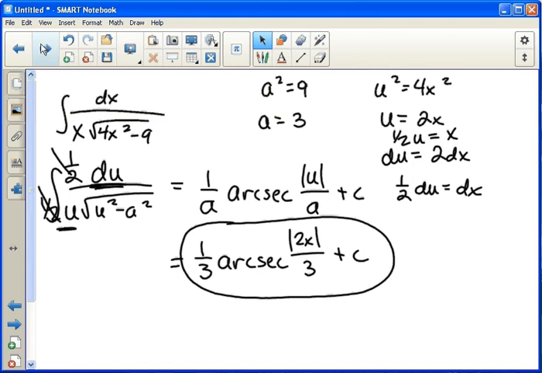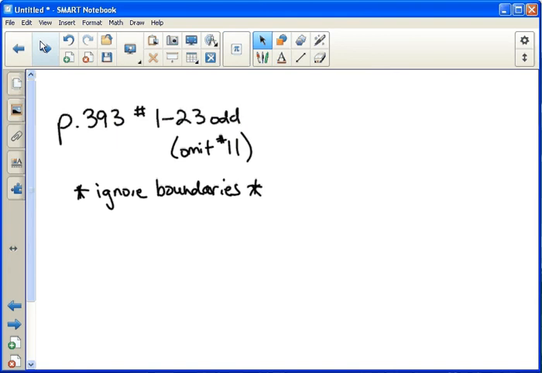So page 393, 1 through 23 odd, omit number 11, was the homework I assigned this particular time. Anything in that range would be good for practice. And I want you to ignore the boundaries. Just find the indefinite integrals. Don't find the definite integrals.